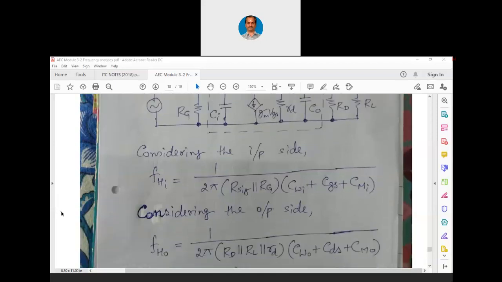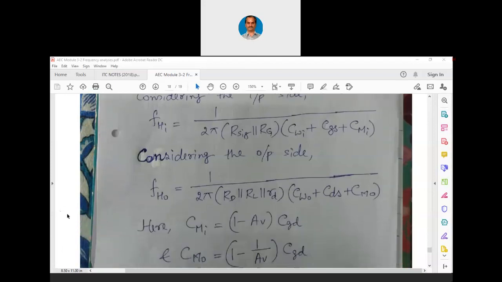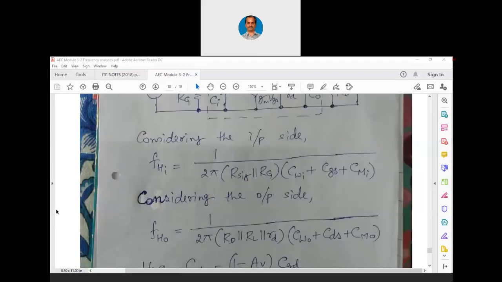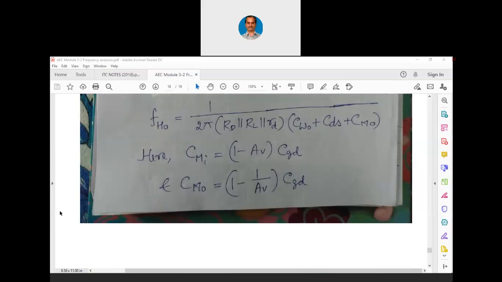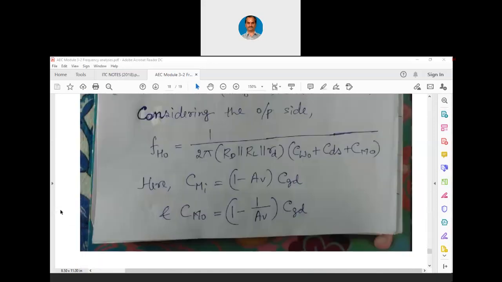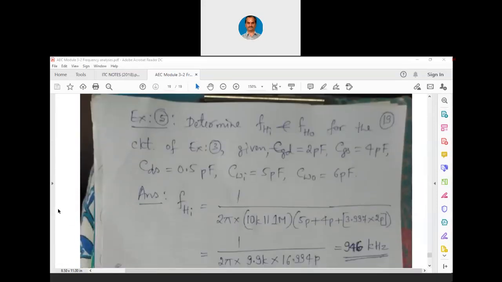Considering the output side, FHO equals 1 over 2 pi into (RD parallel with RL parallel with small rd) into (CWO plus CDS plus CMO), the Miller's output counterpart. Now, here we have CMI equals (1 minus AV) into CGD and CMO equals (1 minus 1 by AV) into CGD. This I had already mentioned with respect to this circuit diagram. So using this, let us have an exercise for FET.